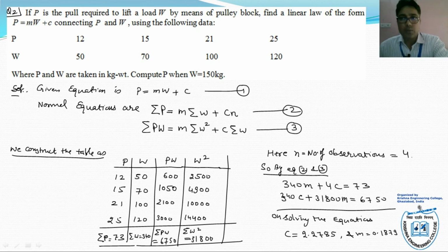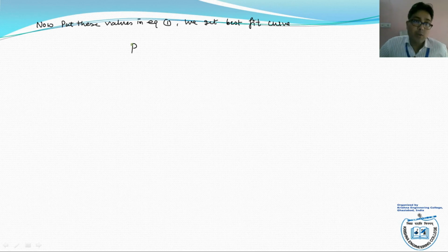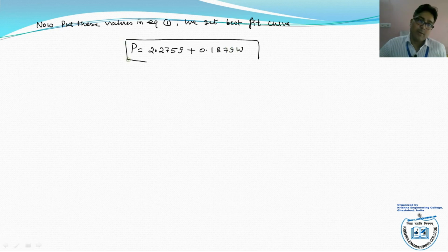Now put these values in equation first and we get the best fit curve. Best fit curve: P is equal to 2.2759 plus 0.1879 W. Clear? This is the best fitted curve.